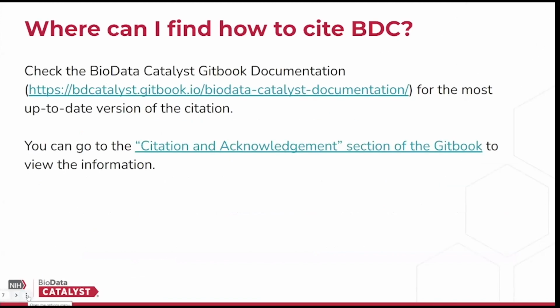So let's just jump right into it. Where can you find how to cite BioData Catalyst in a paper? I provided a few links here on the slides, which you should be able to access after this talk, but you can always check the BioData Catalyst GitBook documentation. The link is provided there for the most up-to-date version of the citation. Specifically, it is under the citation and acknowledgement section of this GitBook where you can find this information.